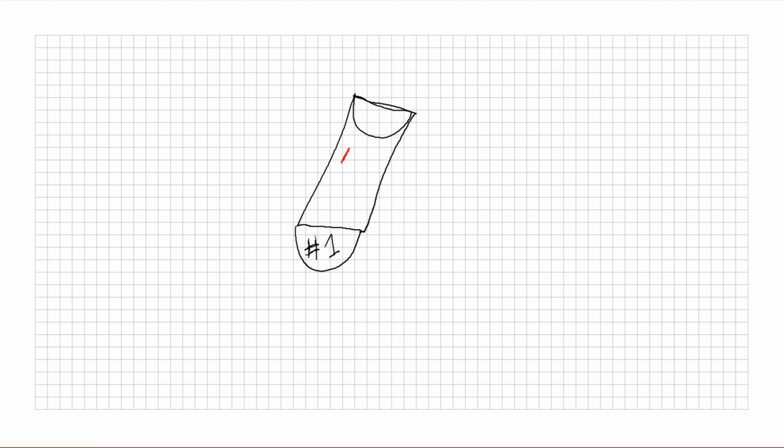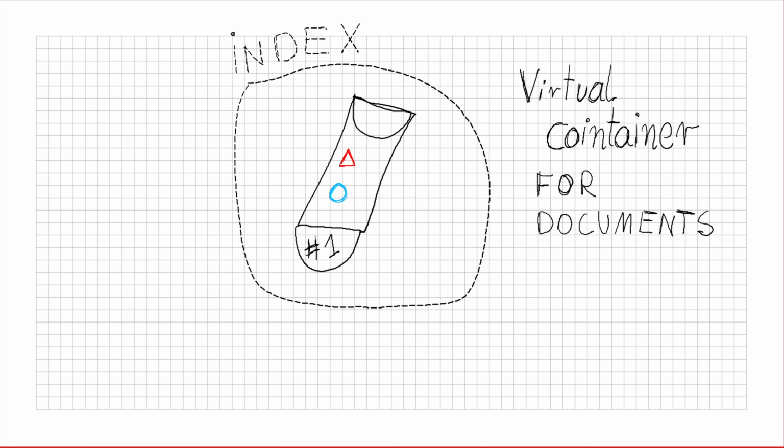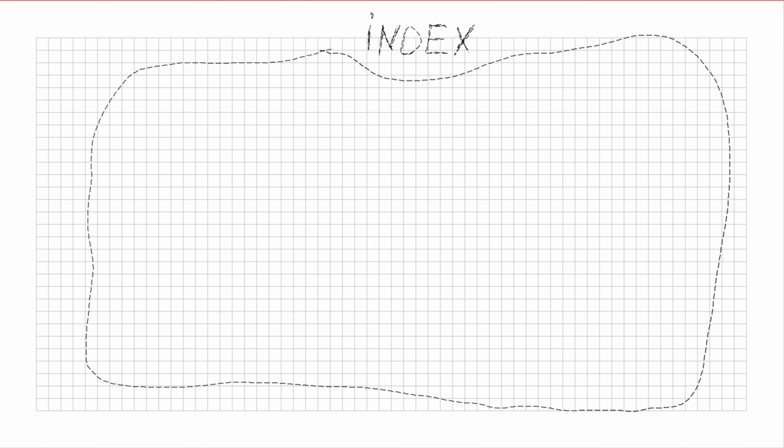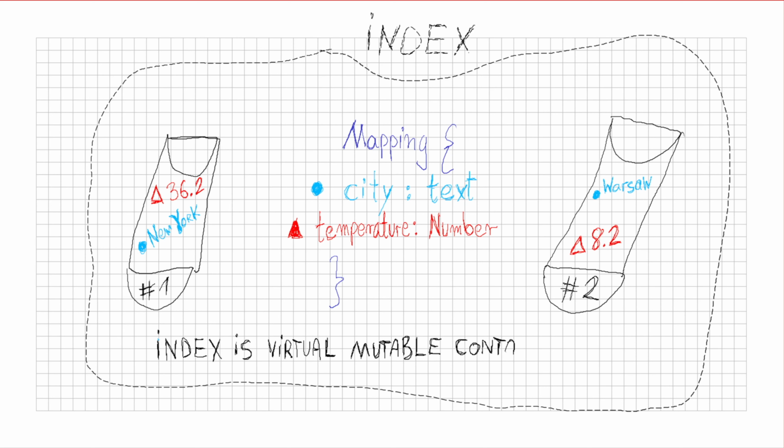You can imagine an index as a virtual container for documents that have the same structure. An index has one fixed mapping. This means it can only store documents with the same set of fields. It cannot store documents with a different set of fields. An index can store many documents, but all follow the same mapping. For example, you can have two documents describing a city and its temperature, because that is how the mapping for this index is defined. An index is a virtual mutable container for immutable documents.